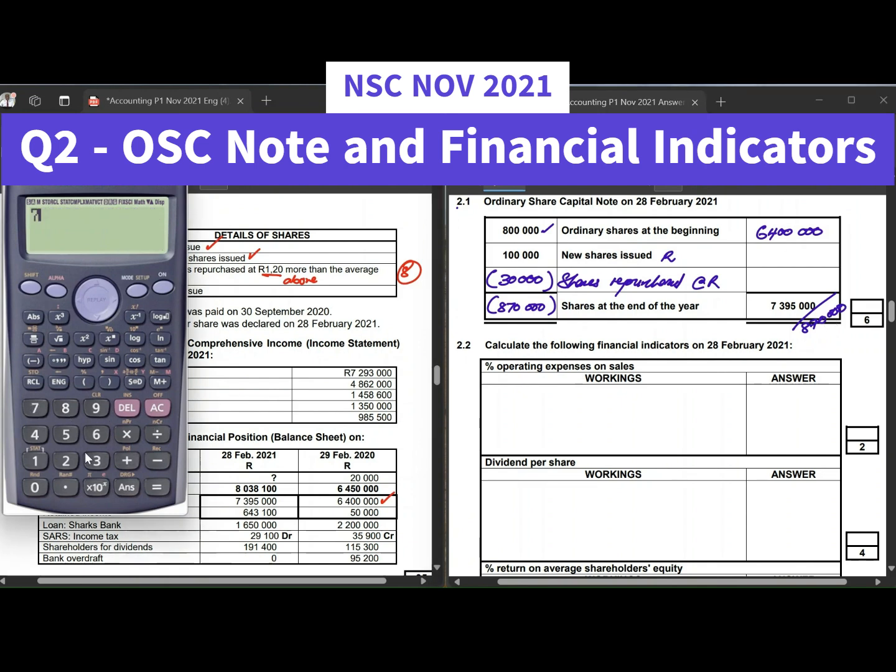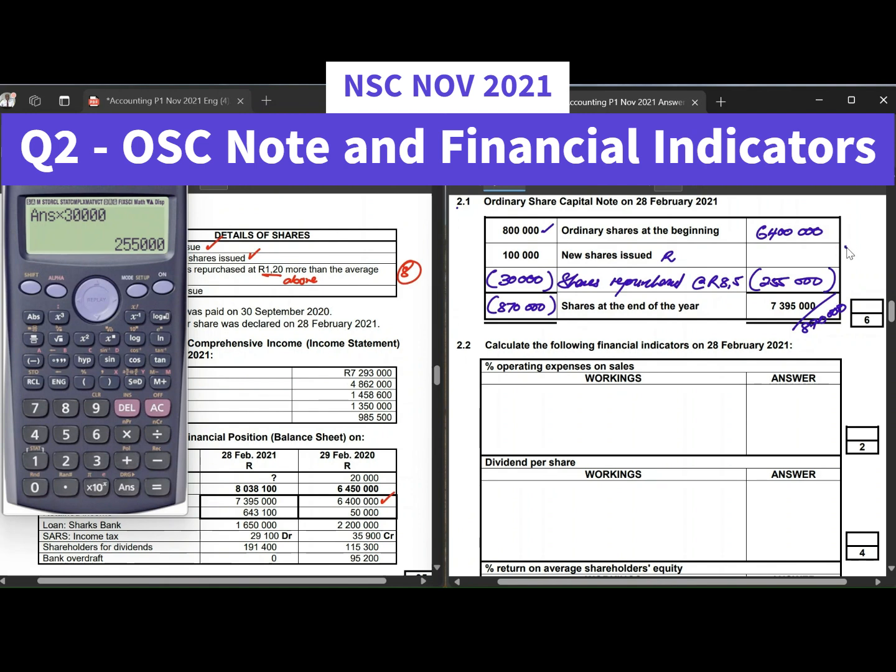So I'll say 7,395,000 and then I divide it by my 870,000 shares. And then it will give me 850. So I'll come here and then it's 850. Then I will now say my 30,000 shares multiply by 850. And then I'll end up with 255,000. That is what I have there. So that is how I then get my amount for the repurchase of shares.